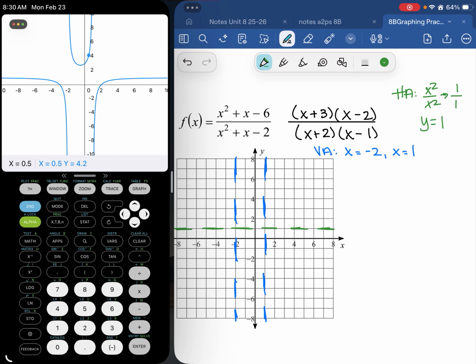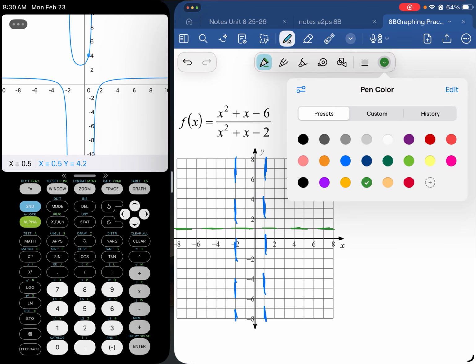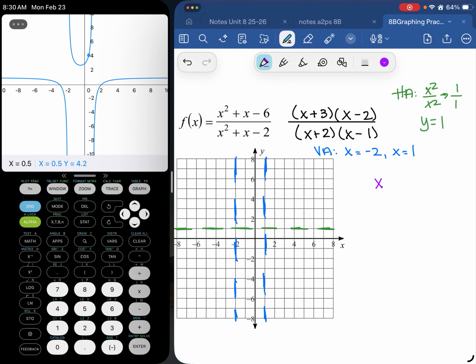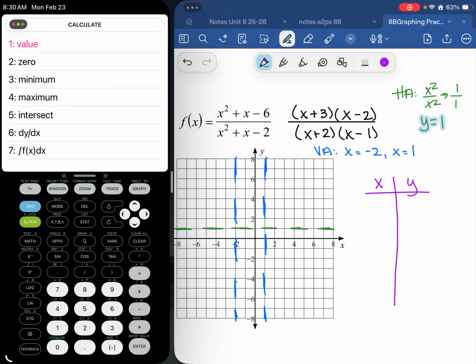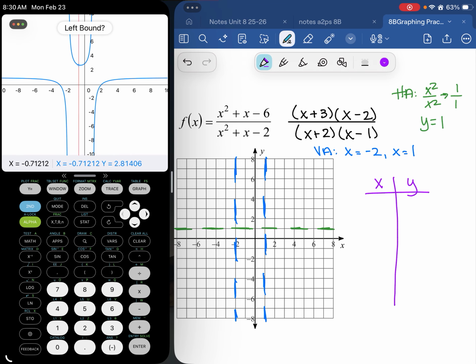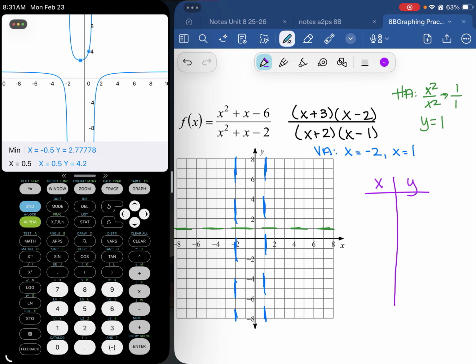So as you can see, there's a split range again. So I'm going to get my purple pen. I'm going to make a table. Okay. And the first thing I'm going to do is calculate that minimum in the middle. So I'm going to go second calc, minimum. And I'm going to make sure I go on the left side of it. Don't cross over. Make sure you stay on that top part, because if you go too far, you'll see your cursor move. And I'm going to enter. Enter. So I have it at -0.5 and 2.7 repeating. And this is a min.